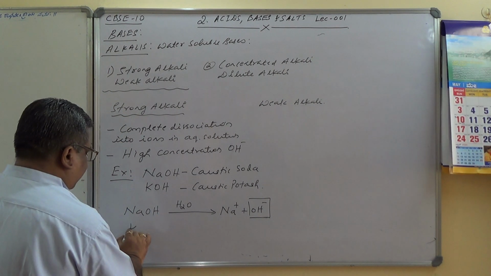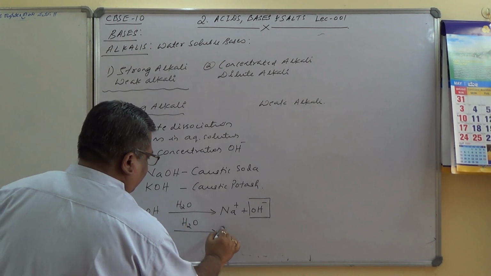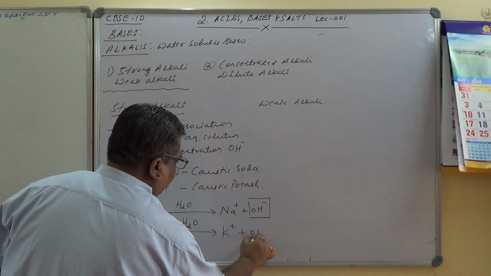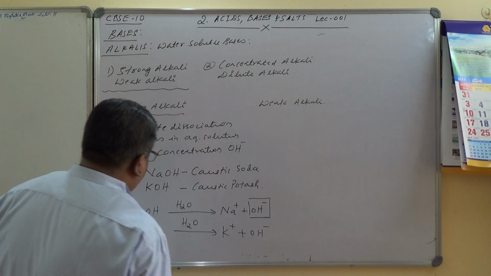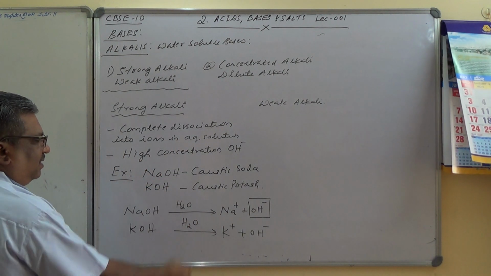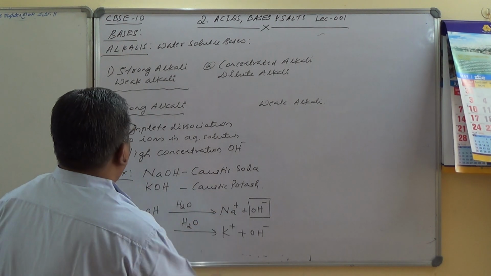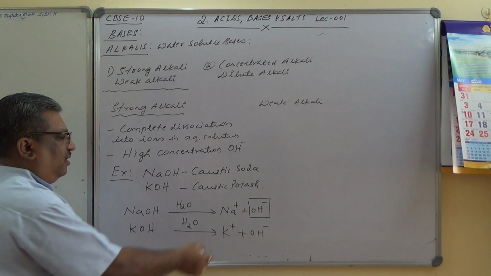Similarly, potassium hydroxide in the presence of water gives K+ and OH- ions. These are the strong alkalis, and this is the example, and this is the ionization process, that is the complete dissociation into ions.